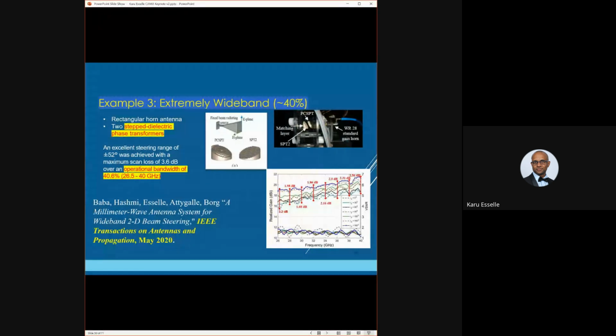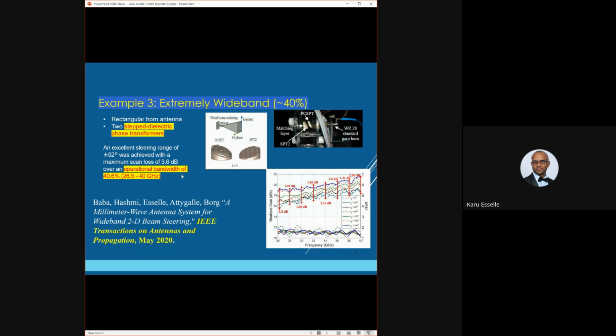Okay, so now at this point we wanted to increase the bandwidth. In fact, our defense collaborators wanted to increase the bandwidth to enormous values like 40% of this kind of system. So we made it a little bit simpler, like use a rectangular horn as the base antenna, and made it more like the original Risley prism, and use dielectric blocks, actual dielectric blocks for the phase transformation.